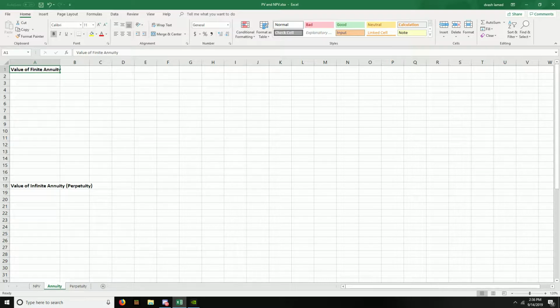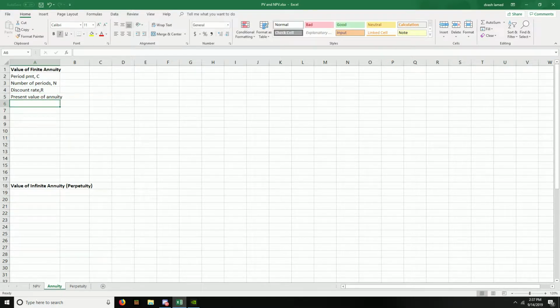So let's begin with our annuities, which are essentially annual or periodical payments with a fixed number of periods. To do this, we'll begin with designating some variables. A periodic payment we'll call C, the number of periods we'll call N, and the discount rate we'll call R, and then we can find our present value of annuity.